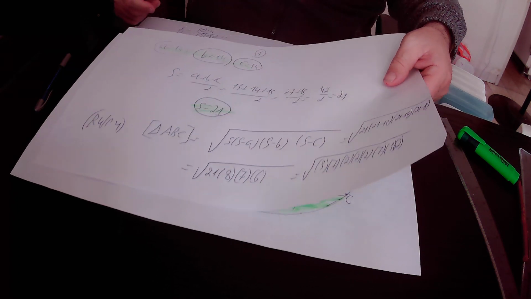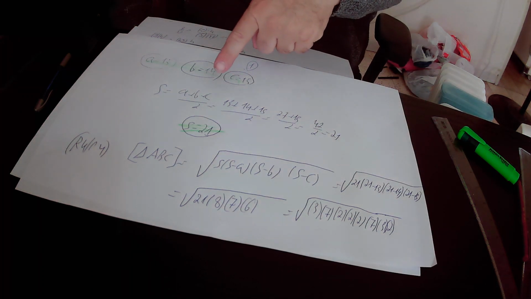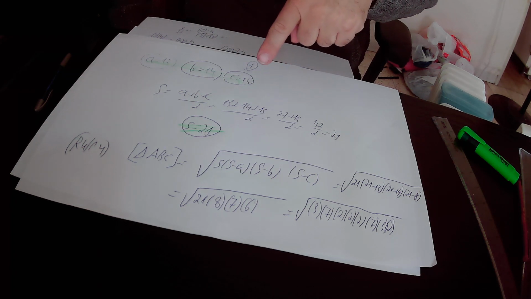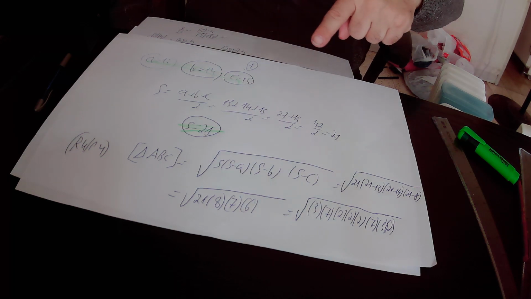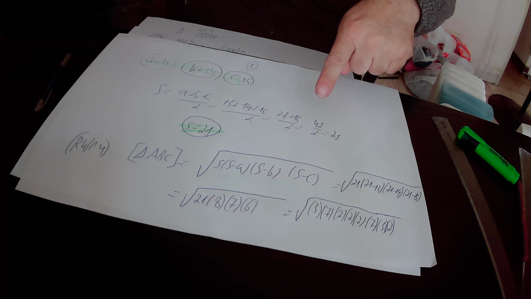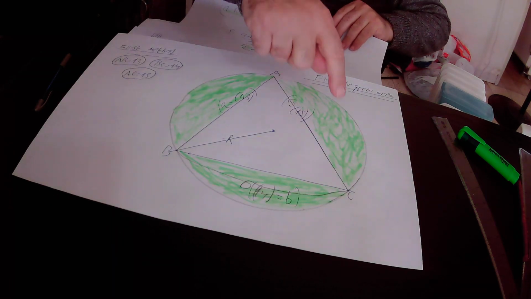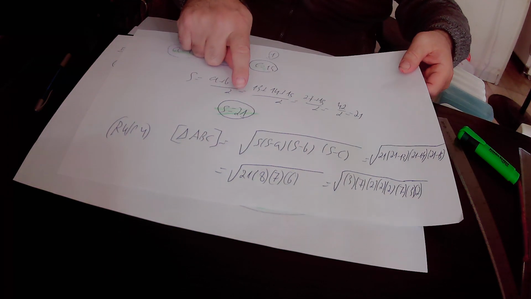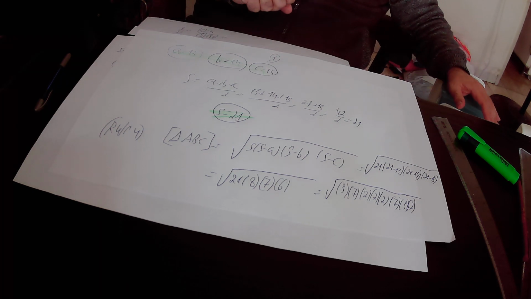According to the new rule number 4, the semi-perimeter equals A plus B plus C over 2. A is 13, B is 14, and C is 15. If we divide by 2, we get the semi-perimeter S. 13 plus 14 is 27, plus 15 over 2. 27 plus 15 is 42. 42 over 2 is 21. So finally we found out that the semi-perimeter of this triangle ABC equals 21 units. S equals 21, A equals 13, B equals 14, and C equals 15.